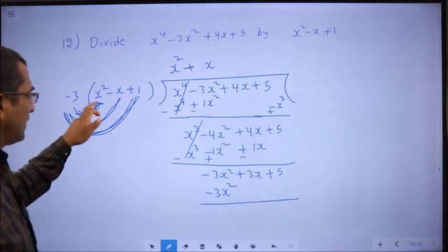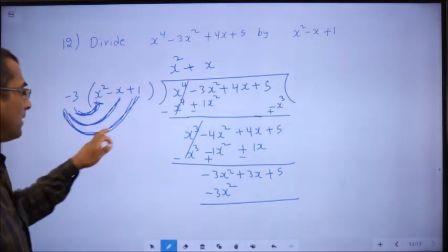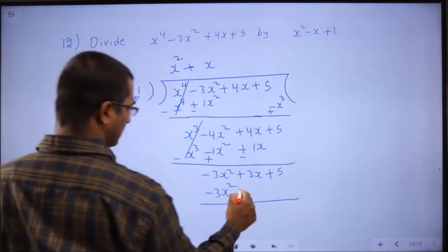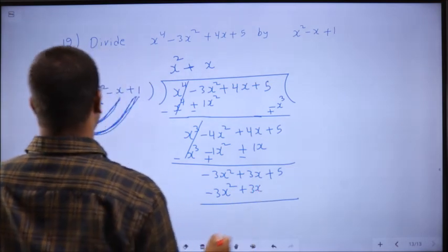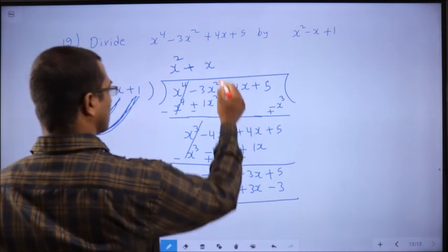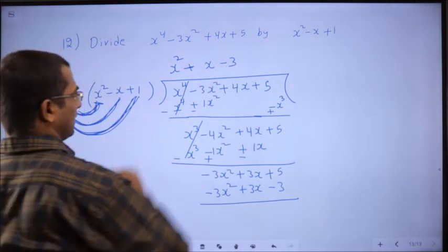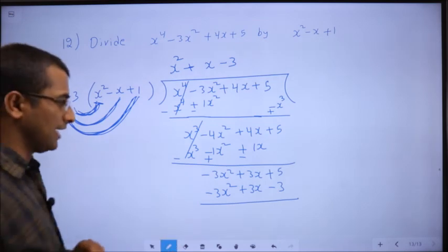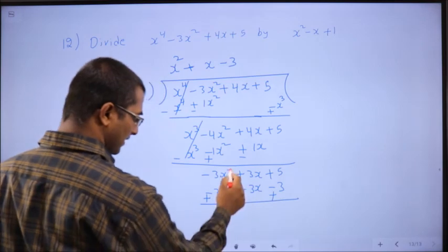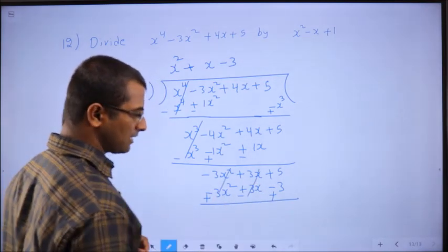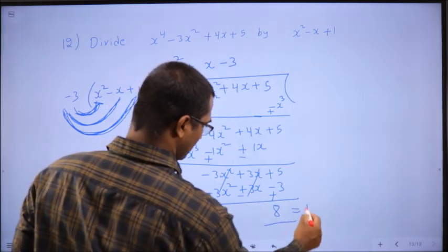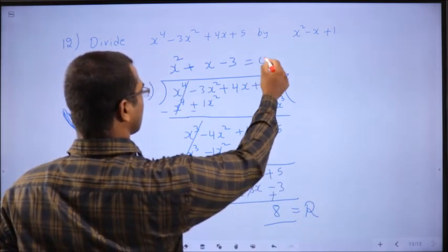When I am multiplying to this, I should also multiply to the second term and also to the third term. So minus 3 into minus x will be plus 3x. And minus 3 into plus 1 will be minus 3. So third term of our quotient is minus 3. Now change the sign. Minus becomes plus, plus becomes minus, minus becomes plus. This cancel out. Plus 3x minus 3x cancel. Plus 5 plus 3 is 8. So this is the remainder and this is the quotient.